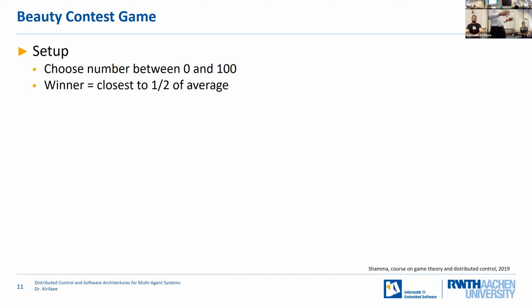Some people think the average of something between 0 and 100 is going to be 50. I'm going to say 50. And some people are a little bit smarter and go further and say, we are looking for the half of the average. So the average is going to be 50, the half is 25. The majority of the people will say 25. But the solution is 12.5, because the majority will say 25. So the solution is 12.5. We are looking for the half of the average.